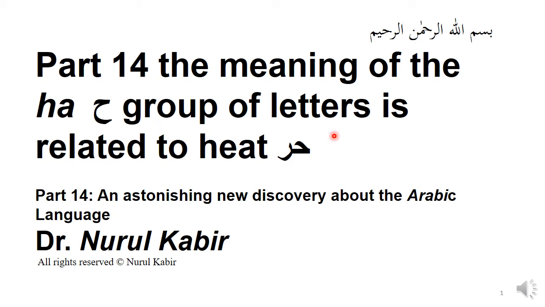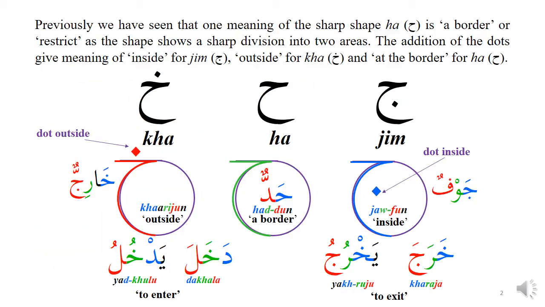In this video, I will be talking about the Ha group of letters and the meaning of this Ha group of letters. One meaning of this Ha group of letters is related to the heat or har. Now, previously, in other videos, I have already shown you that the Ha group of letters is related to something inside or outside because of the way that the dot is placed.